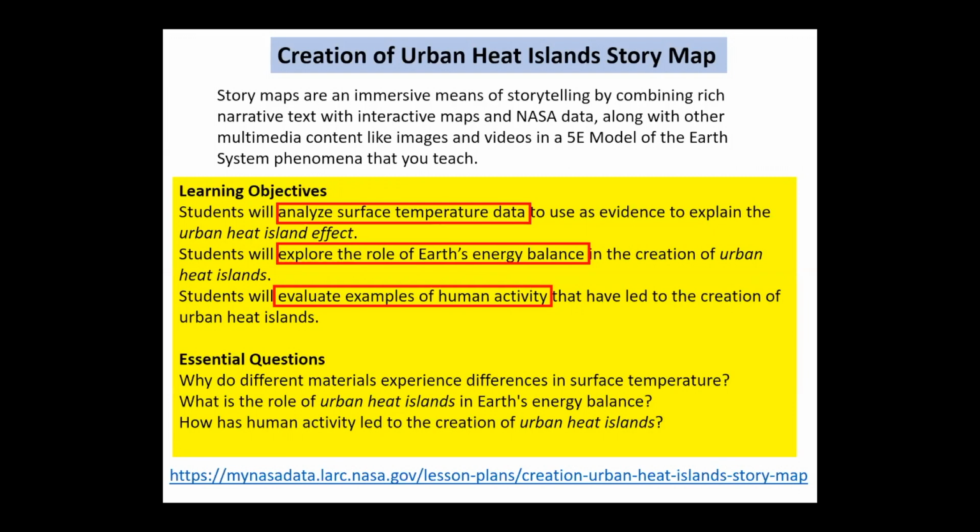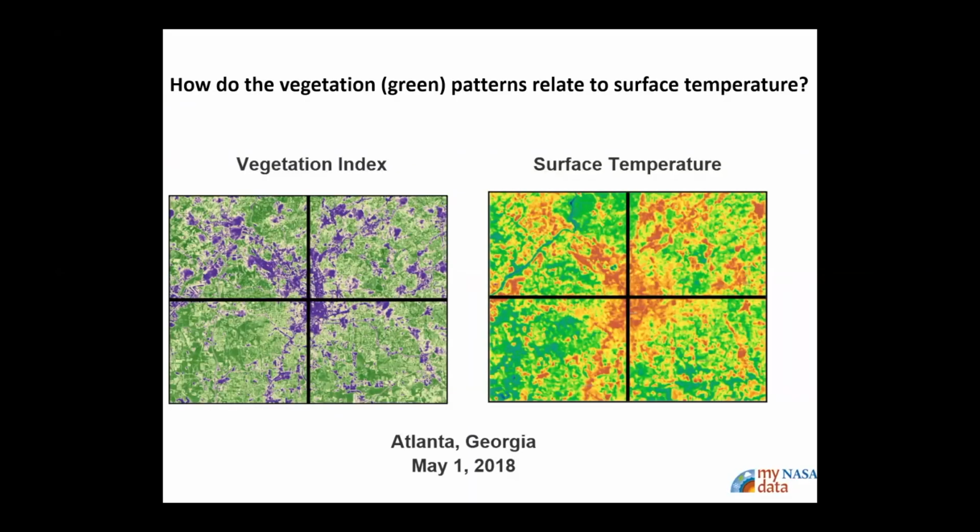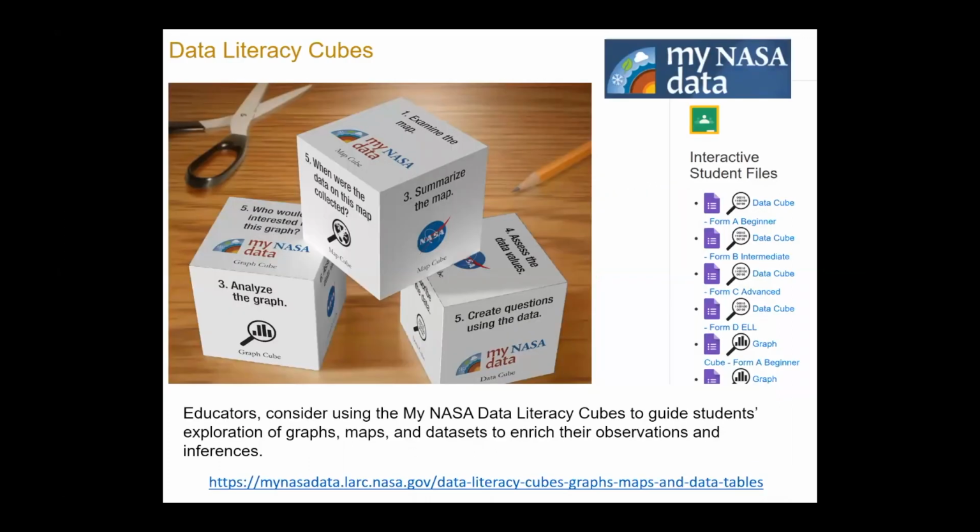So if your students are maybe not out there with the ability to use one of these surface temperature IR thermometers, there are ways they can still get into this. And so the story map, as you can see kind of along the top of the banner, is the 5E: engage, explore, explain, elaborate, evaluate. There's NASA connections, GLOBE resources, and teacher resources. So I think it's worth exploring. And here's just a little tidbit from it about how you have a vegetation index related to surface temperature.